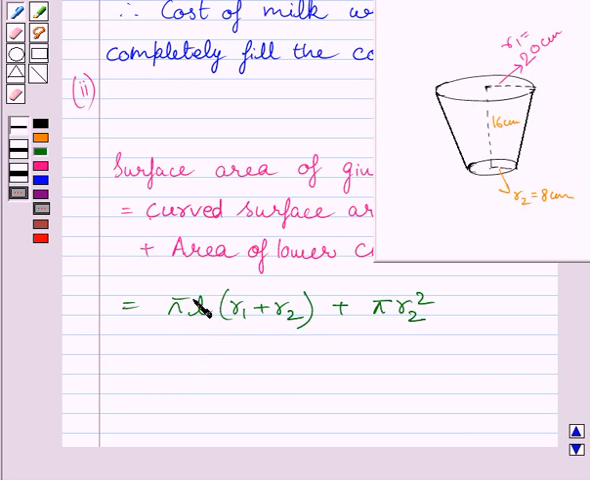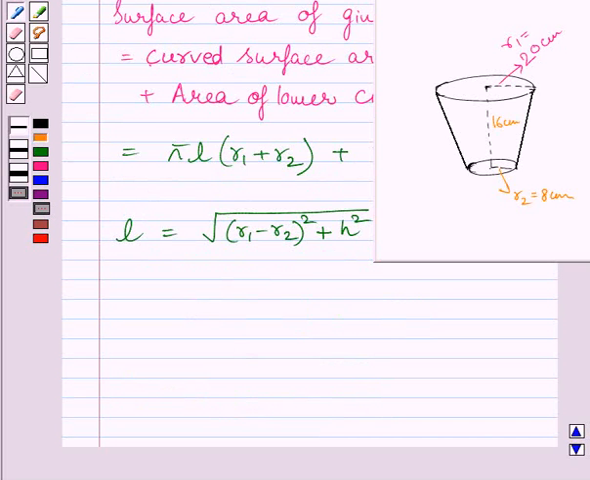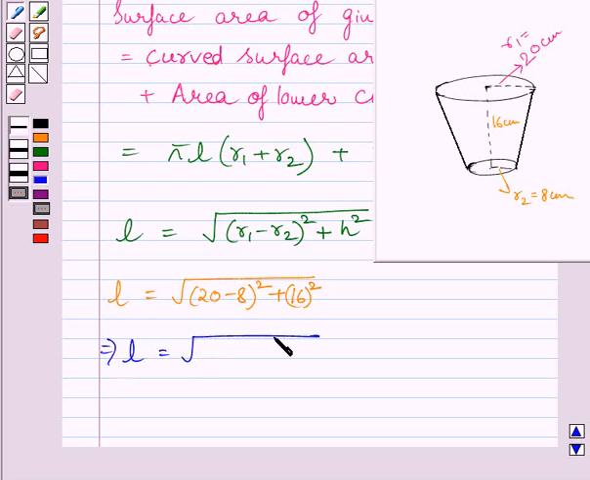Now first of all we will find out slant height of the given frustum. From key idea we know slant height is equal to square root of R1 minus R2 whole square plus square of H. Now substituting corresponding values of R1, R2 and H in this expression, we get slant height is equal to square root of 20 minus 8 whole square plus square of 16. Now this is further equal to square root of square of 12 plus square of 16. 20 minus 8 is equal to 12.